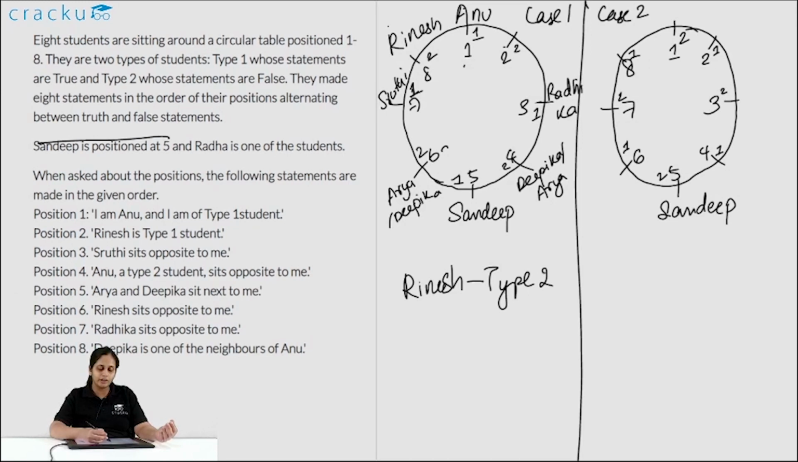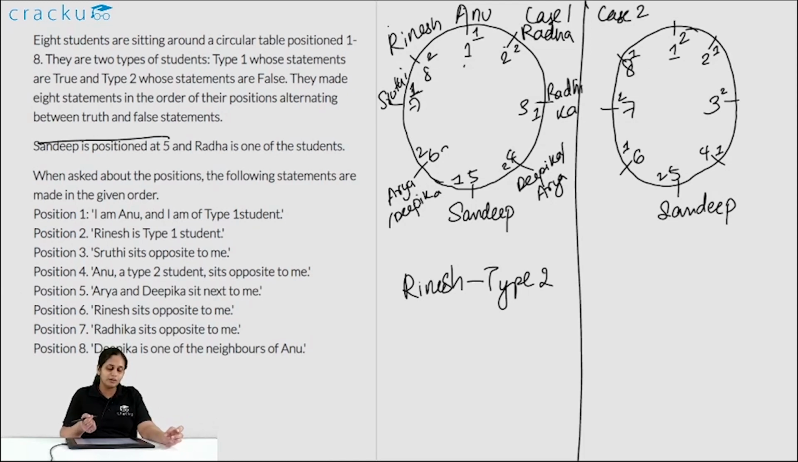You have Anu over here. Since Radha is one of the students and she has not been placed, this person would be Radha. Okay. So we have Anu over here, Radha over here, Radhika over here, Deepika or Arya over here, Sandeep over here, Arya or Deepika over here, Shruti over here, Rinesh over here. So we get this case complete if we get true, false, true, false, true, false kind of thing. Now the second case is false, true, false, true. So let's take a look whether we can get another possible case using that.